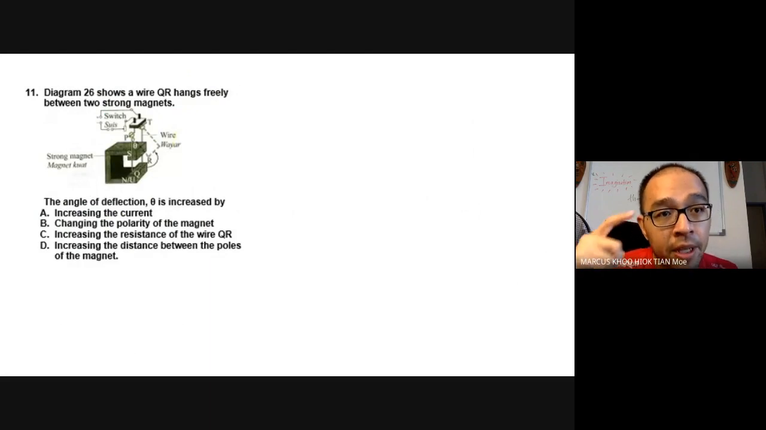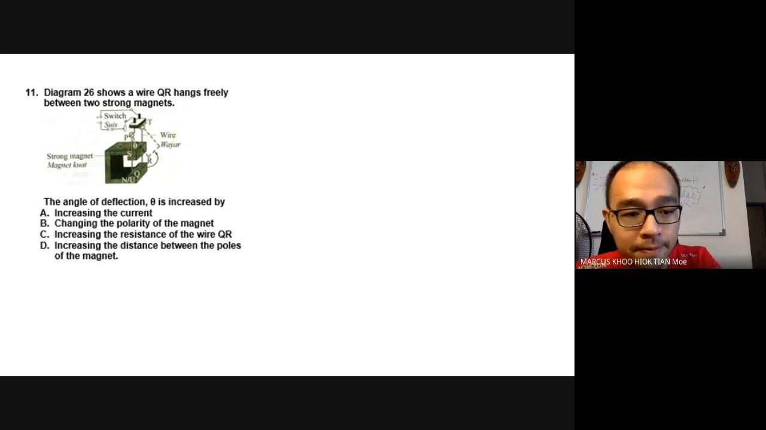Question 11, this diagram. The angle of deflection, okay, the same question as just now. The angle of deflection theta is increased by Eliska. What's the answer for this? How do we make that deflection bigger? Make the angle bigger. Alright, very good, by increasing the current.